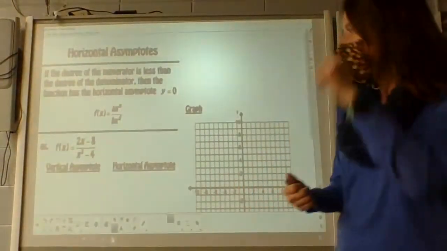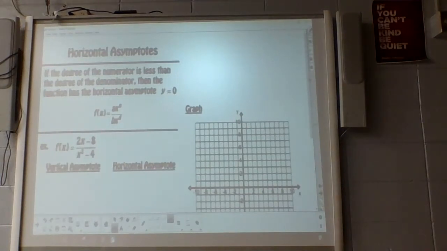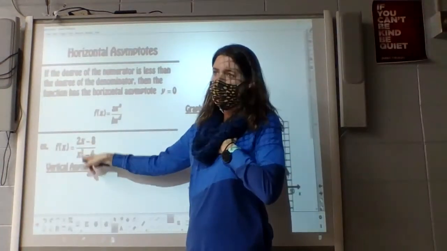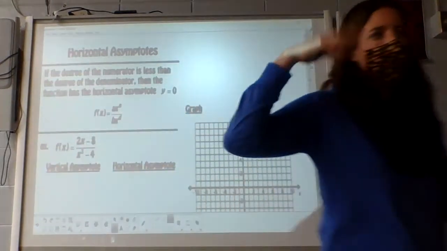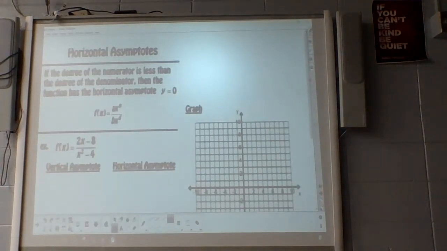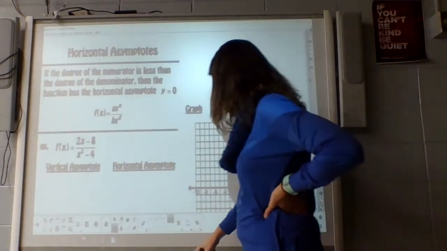Let's go back to this next one. So this one is a slightly different scenario because if you look, the degrees on the top and the bottom aren't the same. The degree is the power on the top and bottom. So when the power on the bottom is bigger than the one on the top, this is our next scenario or our next type. So the degree on the bottom is greater than the degree of the top.